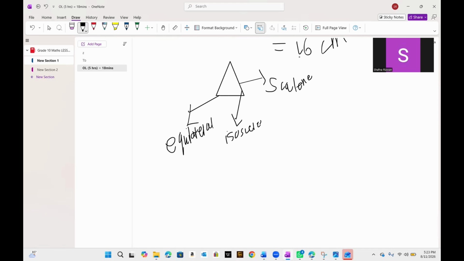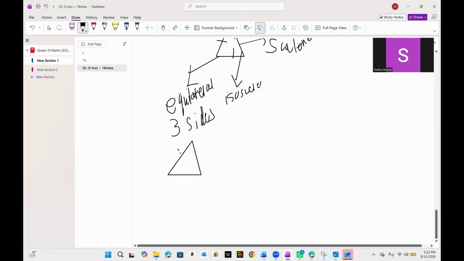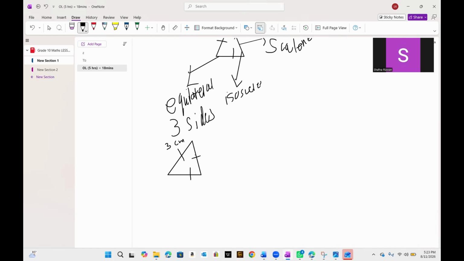So if you take an equilateral triangle, these are the triangles where all the three sides of the triangle are equal. All the three sides are equal. Okay, that means let's take that you have a triangle. In that triangle here, if it is 3 centimeter, then all the three sides are equal. What can you say about this side? It is also 3.